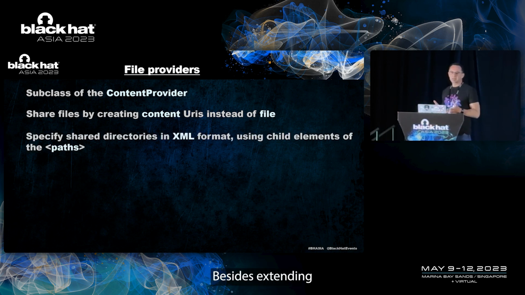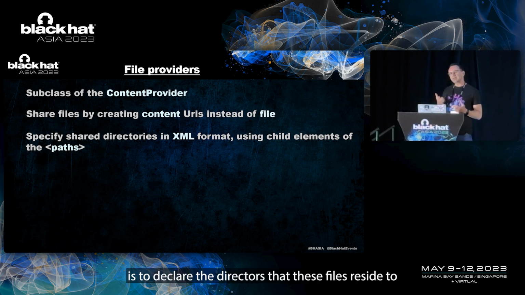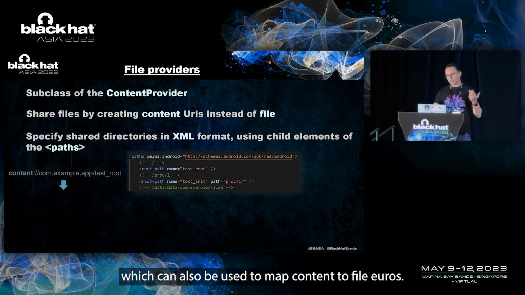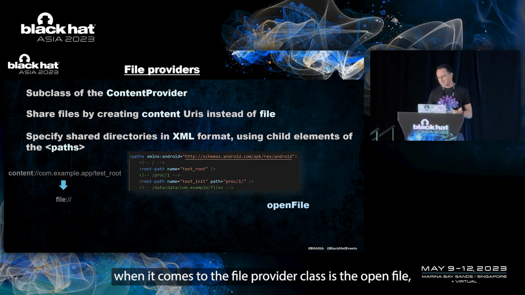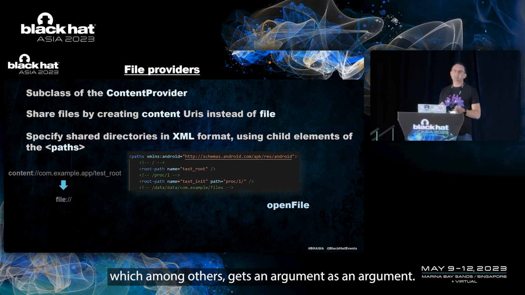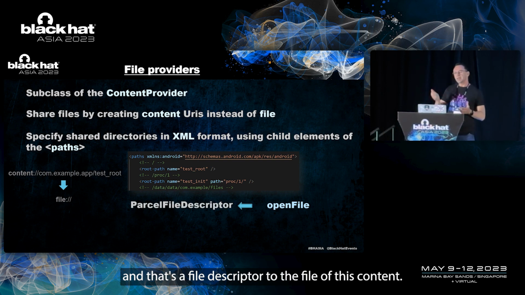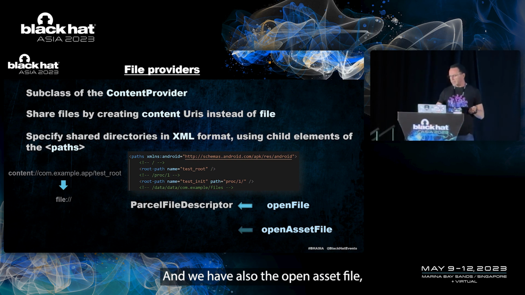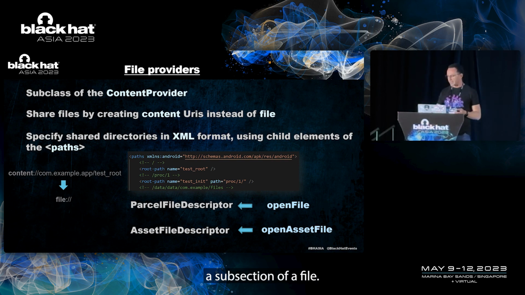Besides extending the specific class, another step that an app has to take in order to share files is to declare the directory that these files reside in. In order to do that, a special file is used in XML format, which can also be used to map content to file URIs. Finally, a couple of interesting methods when it comes to the file provider class are openFile, which among others gets as an argument the content URI, and returns a file descriptor to the file that this content URI points to. And we also have openAssetFile, which, similar to openFile, returns a file descriptor, but it is used in case we want to return a subsection of a file.